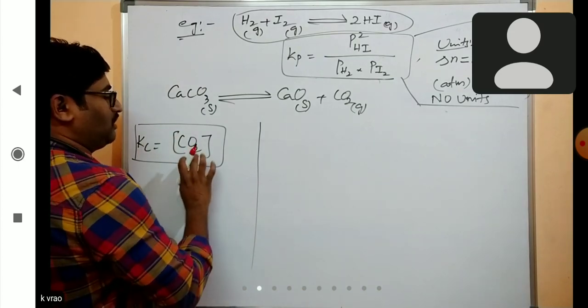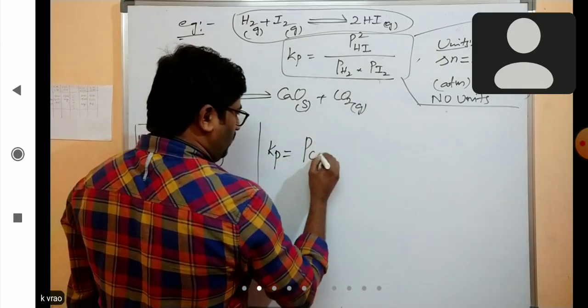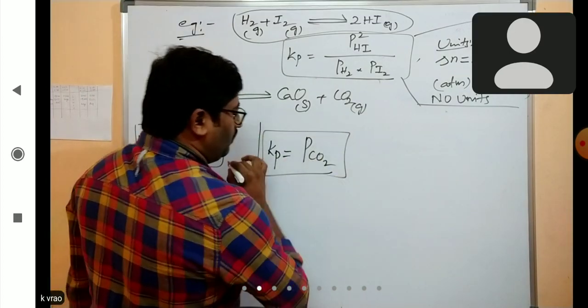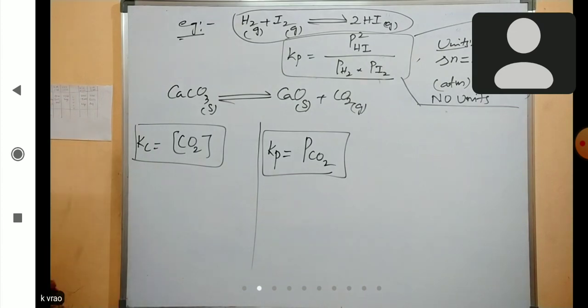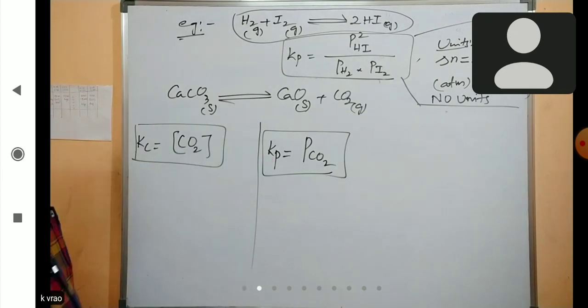That's why 1 into CO2 by 1, you will get only CO2. Kc is equal to concentration of CO2 and Kp is equal to partial pressure of CO2. That's it. This is a Kp expression. This is a Kc expression.